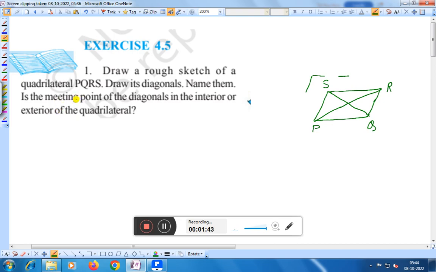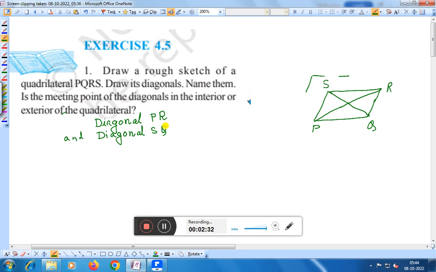Diagonal, here you can write diagonal PR and diagonal SQ. These are the two diagonals of the quadrilateral PQRS, right?